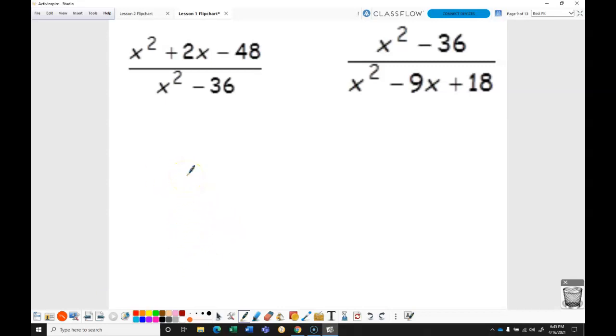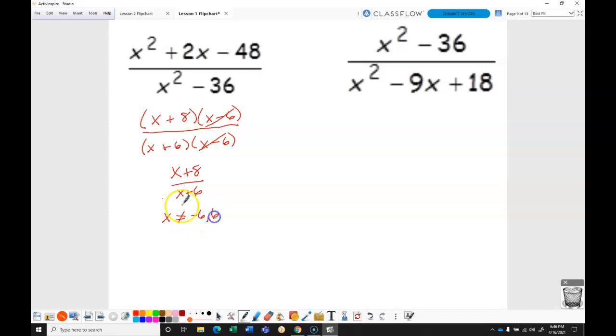Okay, so now I'm going to go over these. The first one multiplies to negative 48, adds up to 2. I'm going to use 6 and 8. It's going to be x plus 8 and x minus 6. That should do it for me. And then the bottom is the difference of two squares, so that's x plus 6 and x minus 6. You can see that the x minus 6 can go away. We have x plus 8 over x plus 6. We're going to go up here for the restrictions. So x cannot equal negative 6 or positive 6.